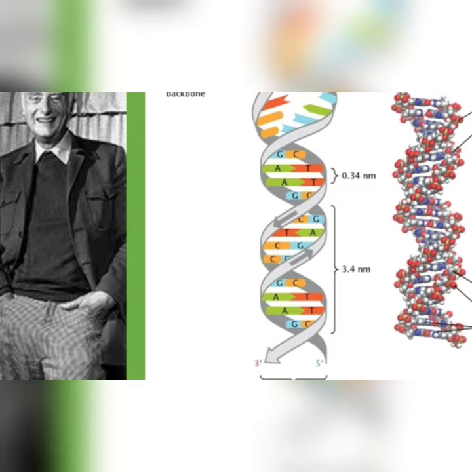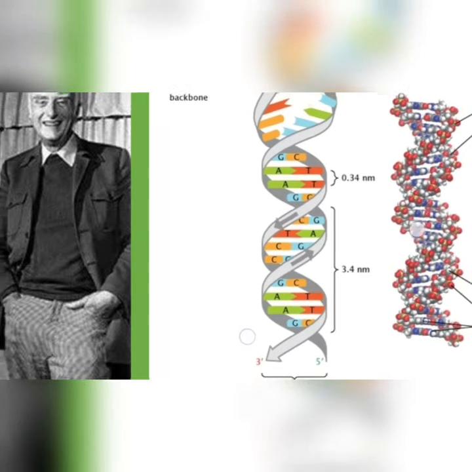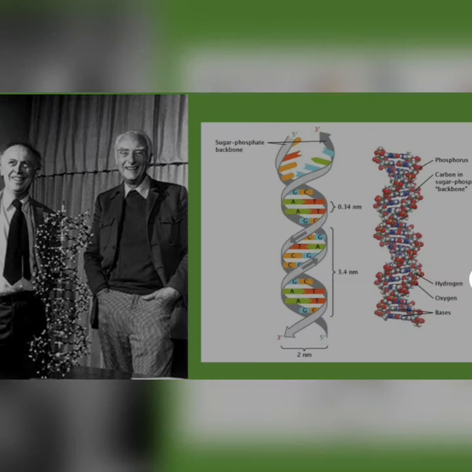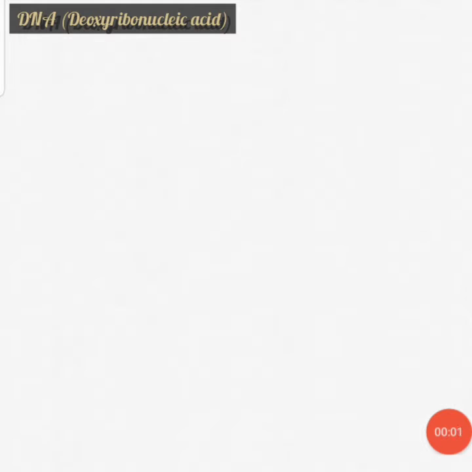According to Watson and Crick, DNA is double helix in structure, and it is composed of many nucleotide molecules. So let us see what the different things present in a DNA molecule are. To understand the DNA structure, that is deoxyribonucleic acid, we should know what the different things present in a DNA are.